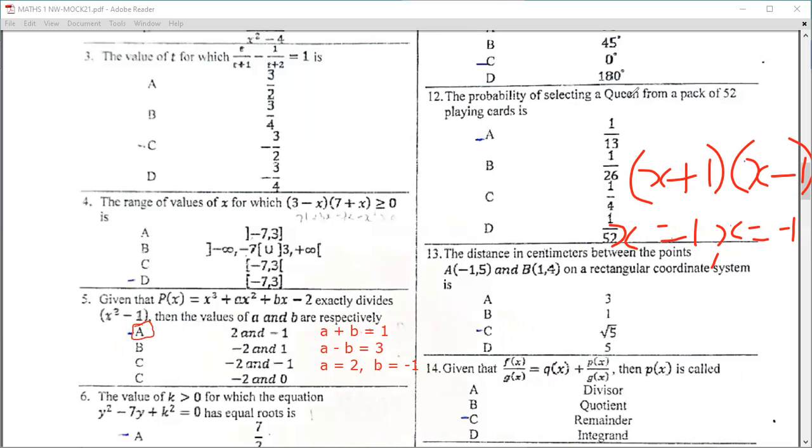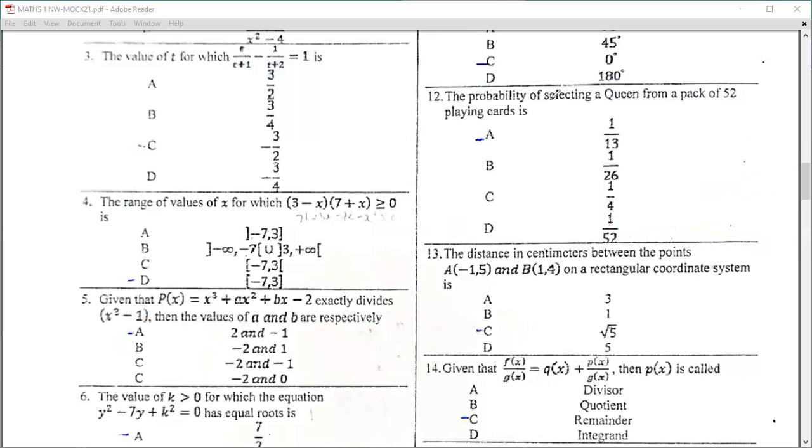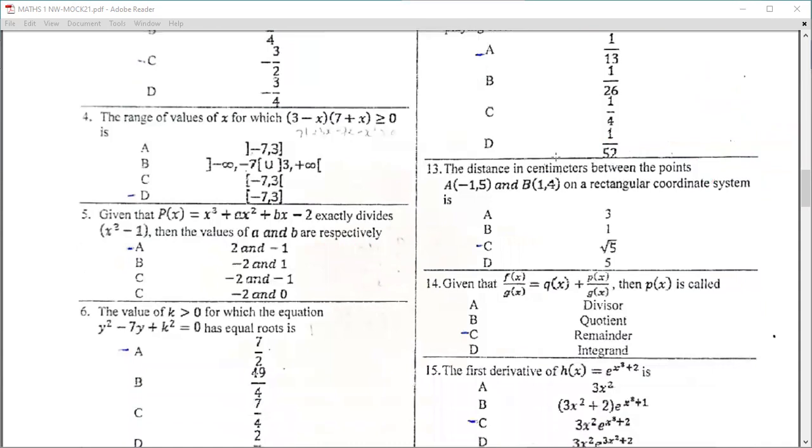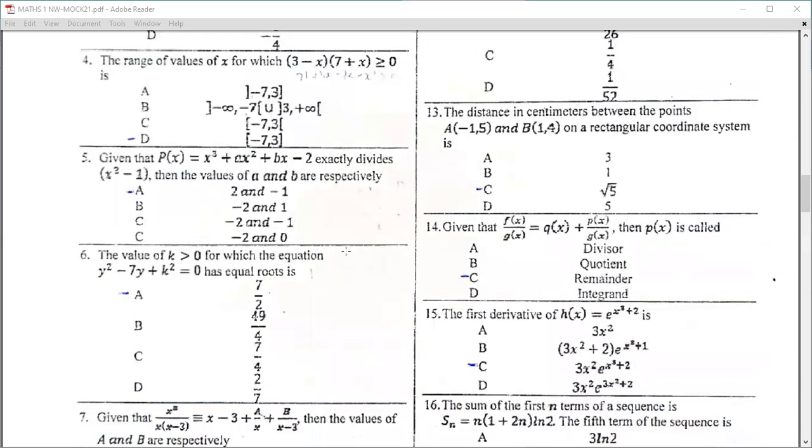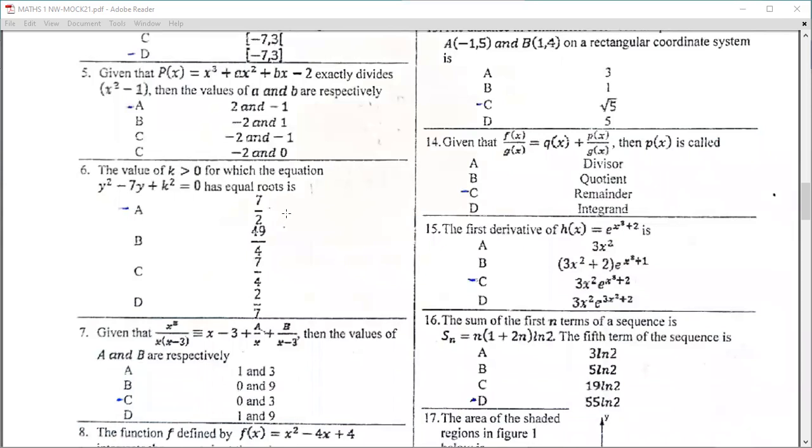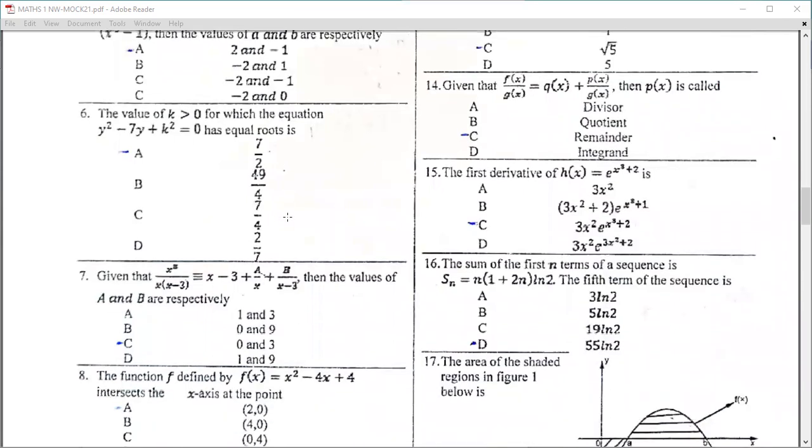Question number 6. We have the value of k greater than 0 for which this equation has equal roots. What is the condition for equal roots, guys? We know that for equal roots, b squared minus 4ac should be equal to 0. And here our b is negative 7. So negative 7 squared is 49, minus 4 times 1 times k squared, so minus 4k squared, should be equal to 0.